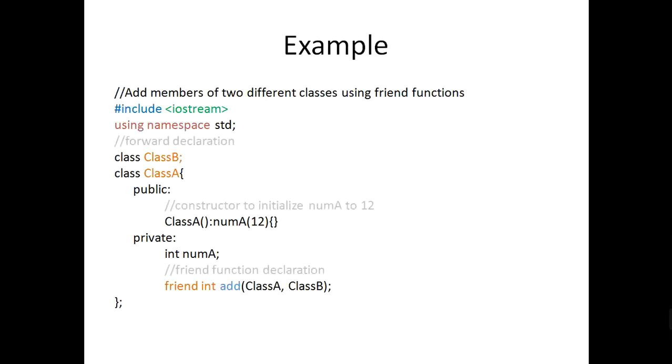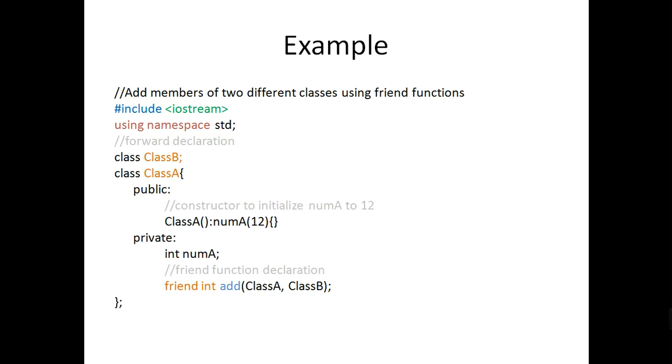Here you will see one example: add members of two different classes using friend functions. First we declare two classes. This is the forward declaration for class B, then class A. After that we can declare class A.